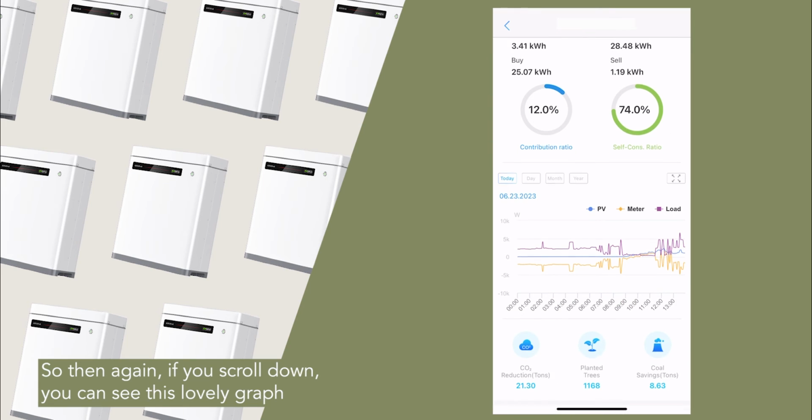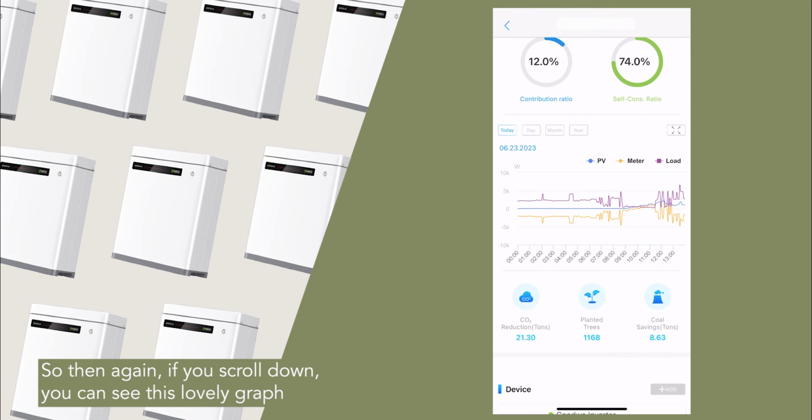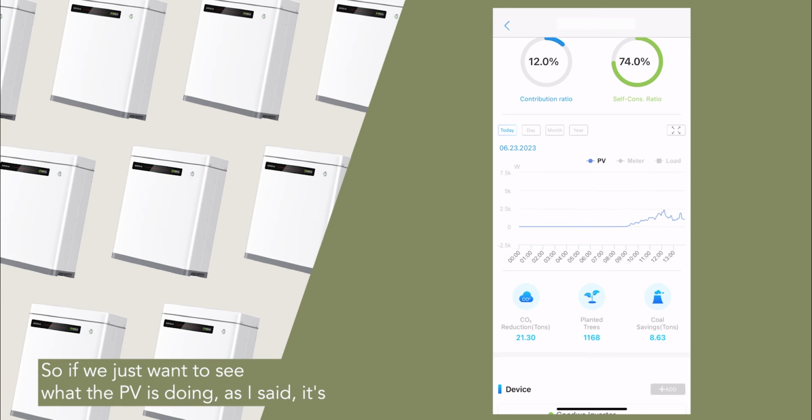So then again, if you scroll down, you can see this lovely graph depicting the energy that the PV is providing, how much the load is on the house, and then how much the grid is producing to give to the house. And we can toggle different colors. So if we just want to see what the PV is doing, as you said, it's not a very nice day, so it's not really powering the house that much.